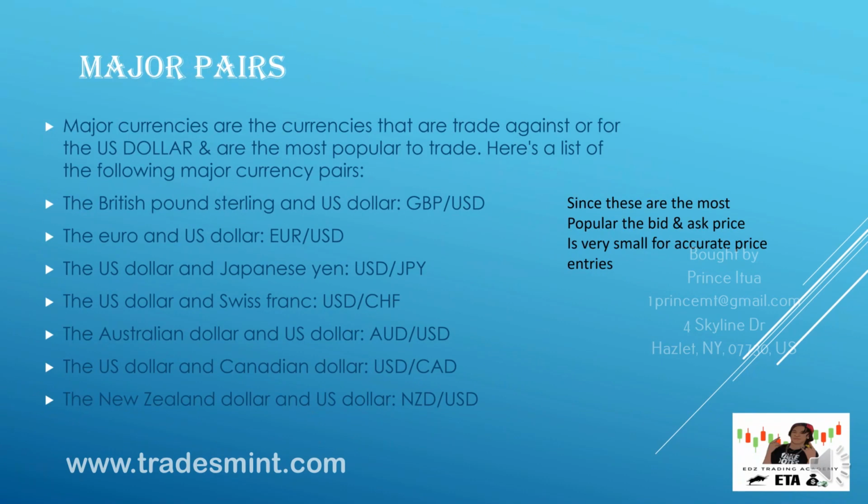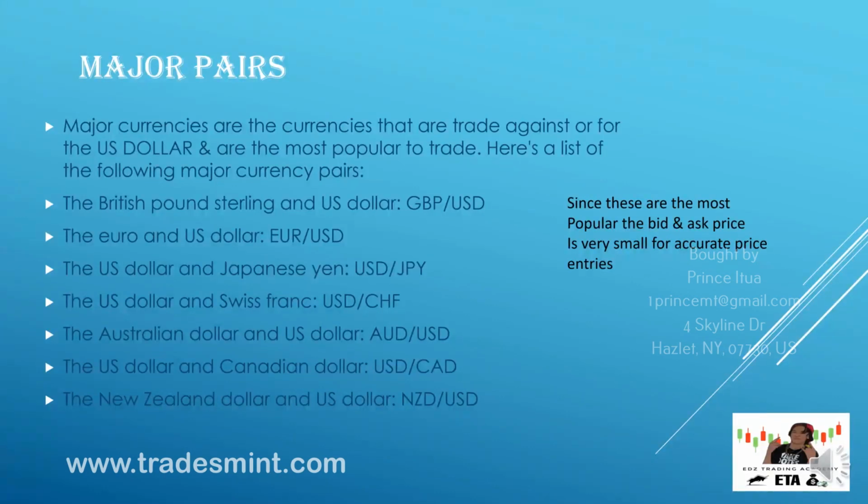So when it comes to currency pairs, there are different types of currency pairs. The first one I'm going through is the major currency pairs. These pairs include the US dollar. You're either trading for US dollar strength or US dollar weakness. Here's a list of the main popular ones.